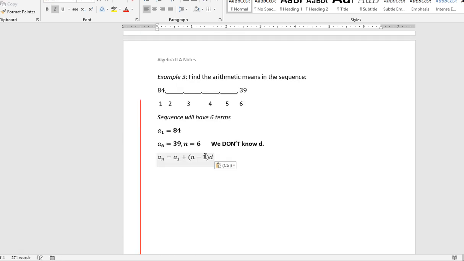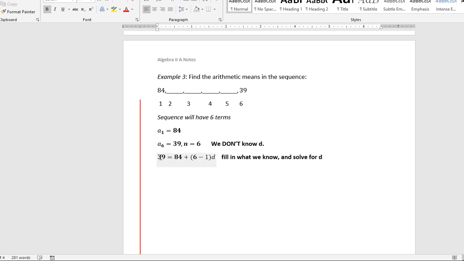So let's start here. What can we fill in? We know a sub n. It is 39. We know a sub 1. It's 84. We know n is 6. And if we fill all that in, the only thing left in the problem is d. So we can figure it out by simplifying this. So we fill in what we know and solve for d.